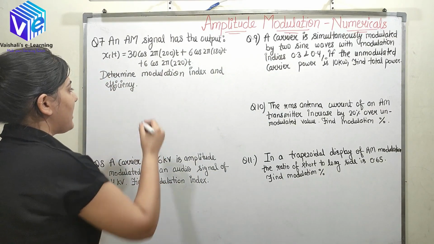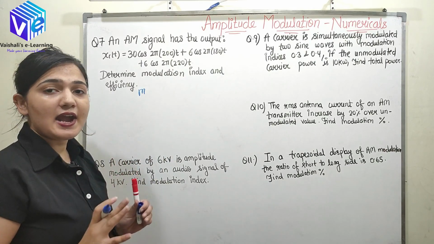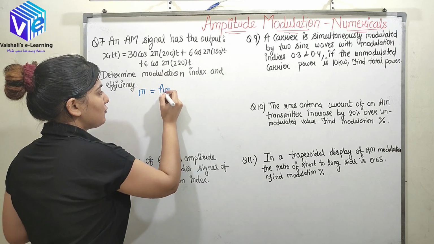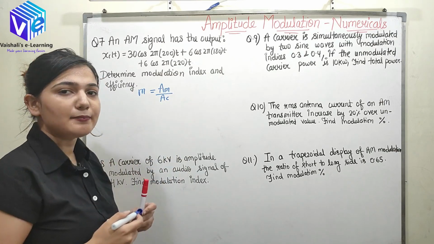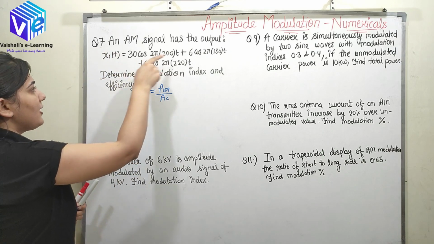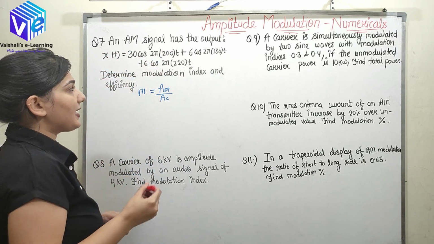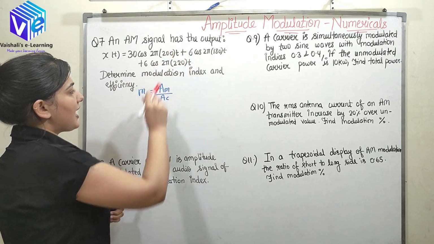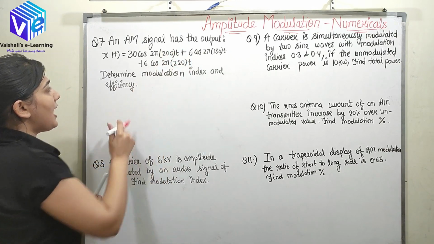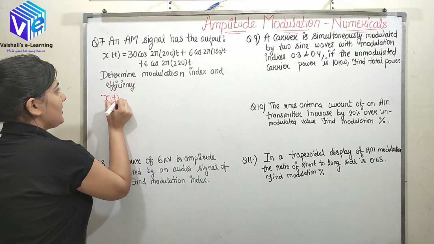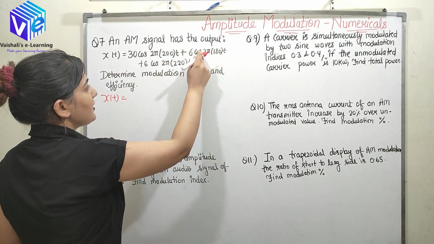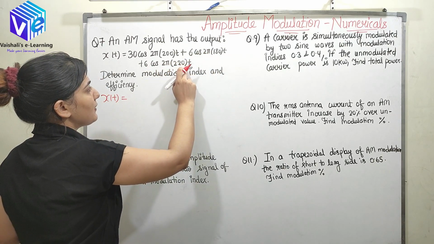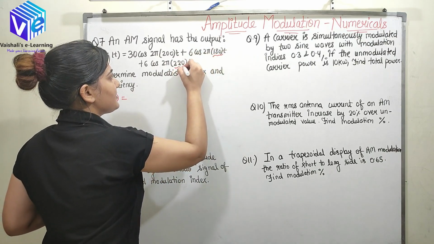So first of all, I'll be finding out the modulation index, and for the modulation index I need two things. First is the amplitude of the message signal and second is the amplitude of the carrier signal. So now from this x(t) I can derive the amplitude of the message signal and the amplitude of the carrier signal. I have 6 cos 2 pi into 180t and 6 cos 2 pi into 220t. So this is 180 and this is 220.